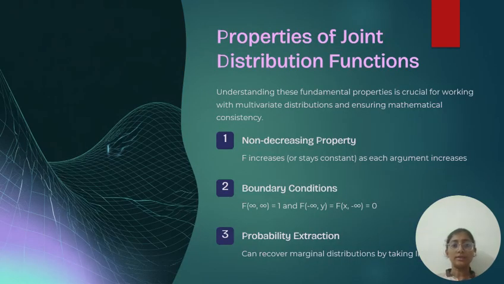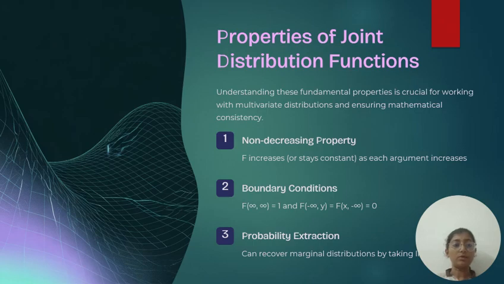Properties of joint distribution functions. Properties of joint distribution functions are essential for understanding multivariate probability models and ensuring mathematical consistency. Main properties are: non-decreasing property. The joint cumulative distribution function, that is CDF, increases or stays constant as any of its arguments increases. It is never decreasing in any variable.